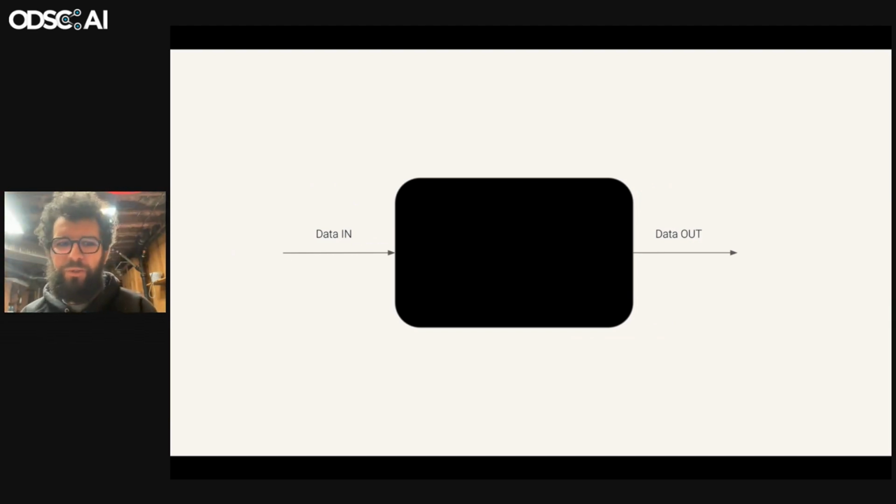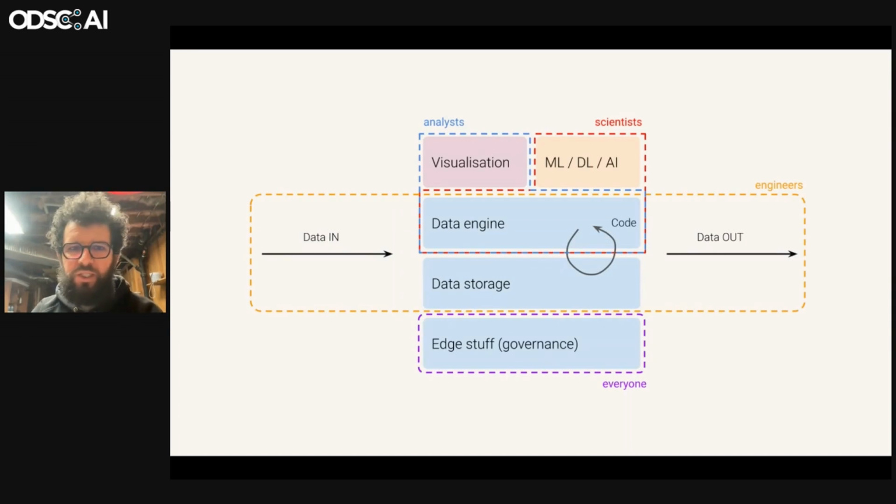It's a black box where you put data in and you get data out. It's kind of like an LLM in a sense, where in an LLM you put tokens in and you get tokens out. Data engineering is a bit like this. You ingest data into a system and you get data out to do some stuff with it.